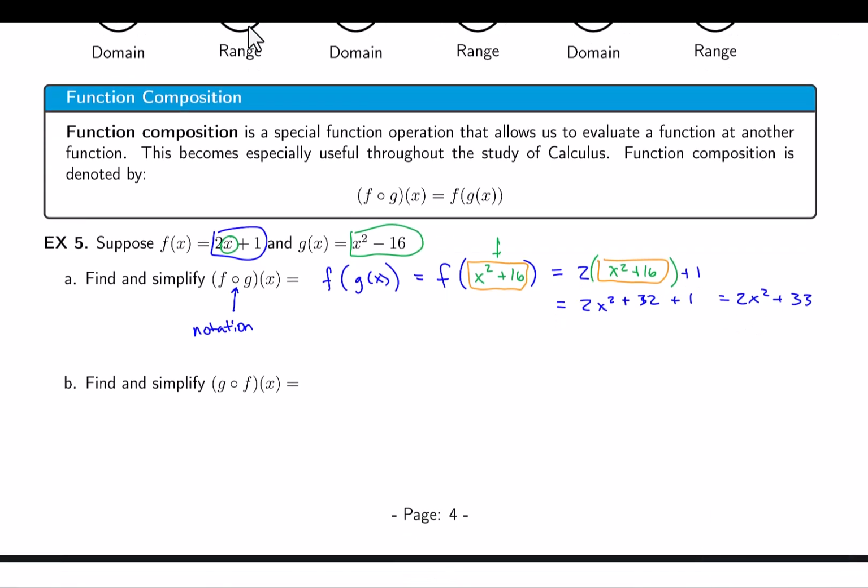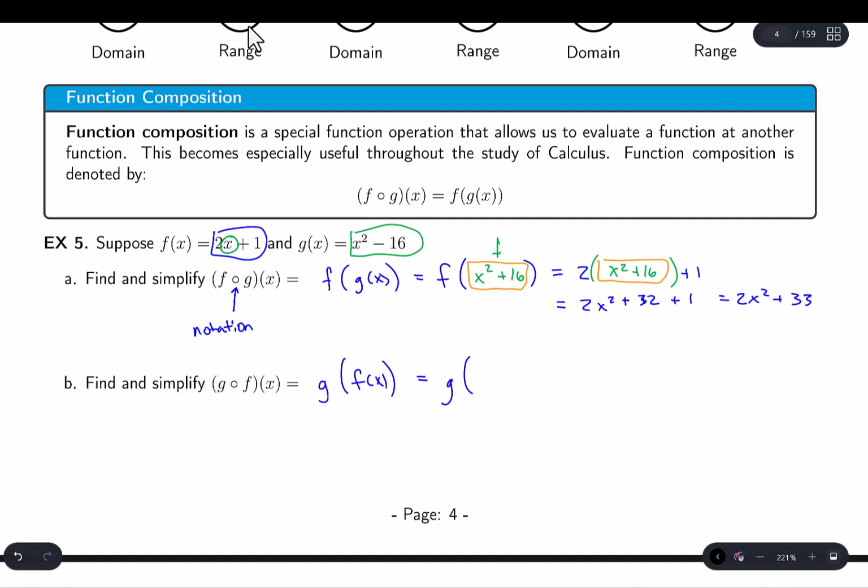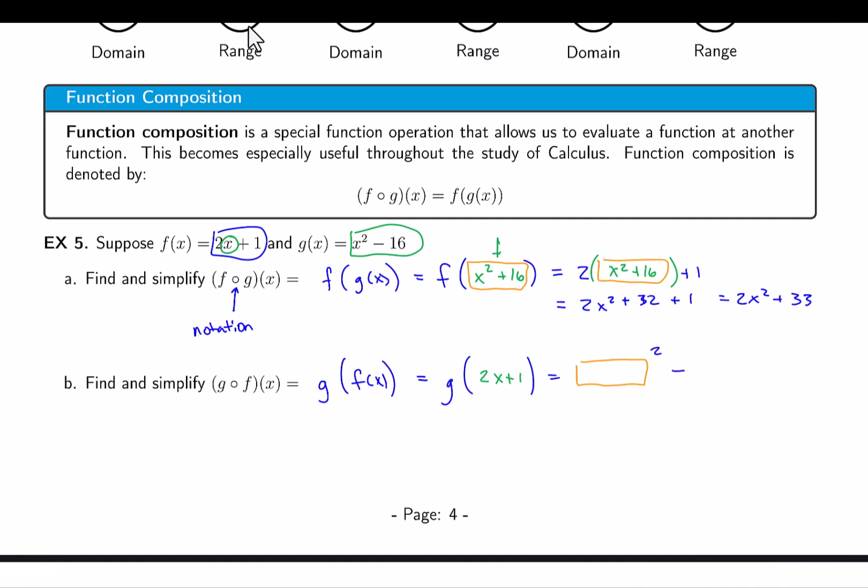All right, now composition doesn't work the same both ways very often. And so you have to be careful which way you're plugging in the values. So if I wanted to do g of f of x, that would be different. g of f of x is to take the function g and evaluate it at f of x. f of x is the 2x plus 1. Okay, so g of x is whatever I put in that magic box squared minus 16.